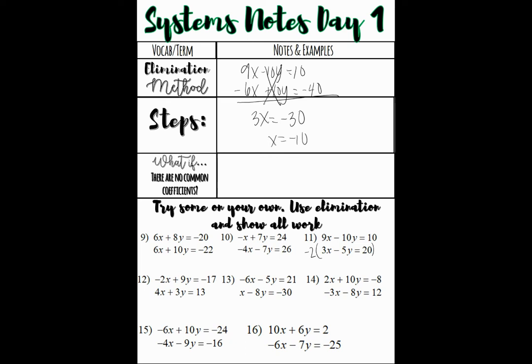Let's plug that back in. I'll do the smaller of the equations for the x value. So 3 times negative 10 minus 5y equals 20. Negative 30 minus 5y equals 20. So negative 5y equals 50. So y is negative 10 as well. So we get negative 10 comma negative 10.